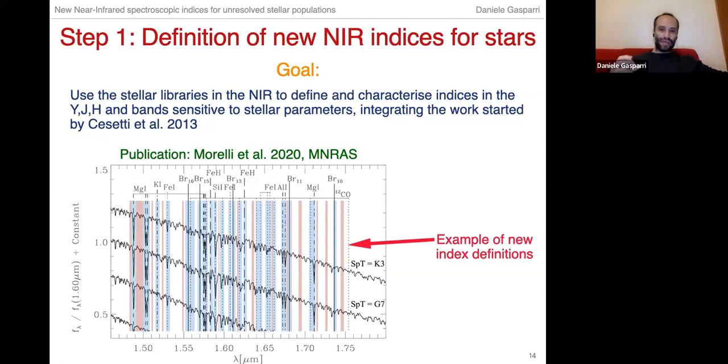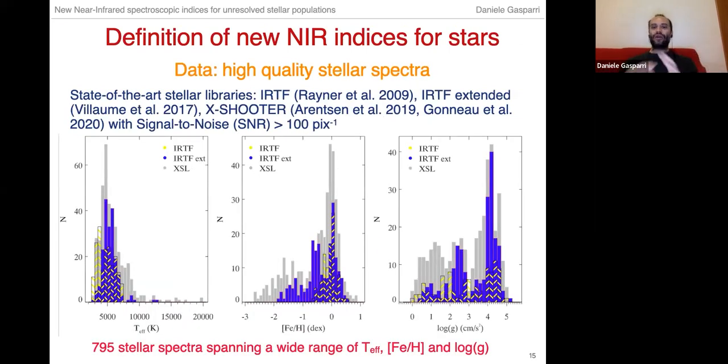My work was following the work started by Cesetti in 2013. So in this band, I was looking for absorption lines sensitive to a variation of stellar parameters. Now we are talking about stars, so we are not talking about age. We are talking about temperature, metallicity, and surface gravity. So I collected almost 800 stellar spectra spanning a wide range of temperature, metallicity, and surface gravity.